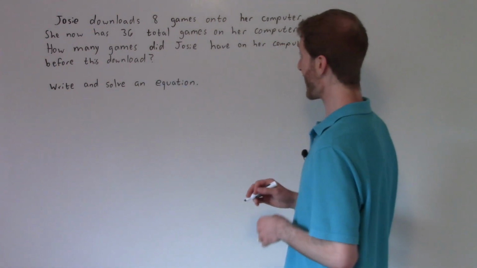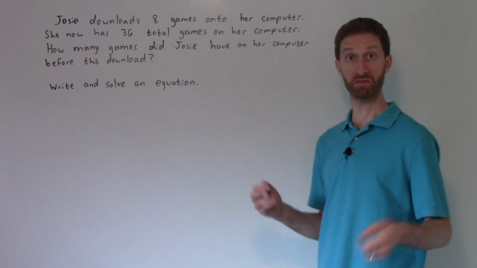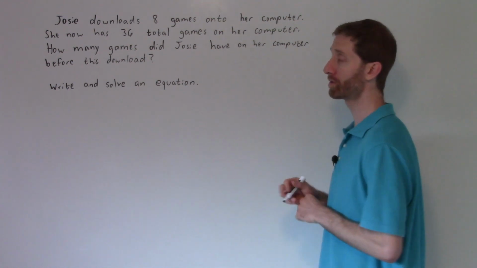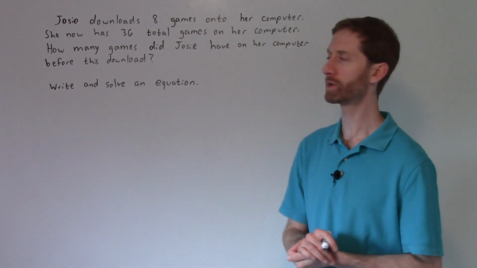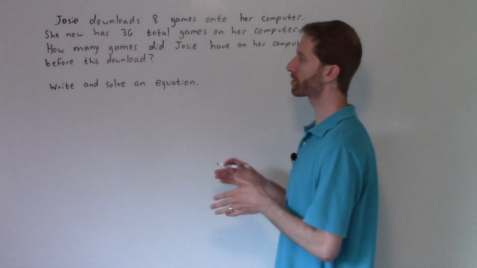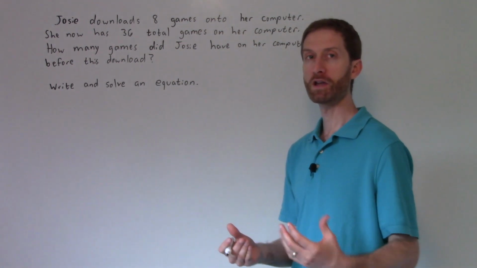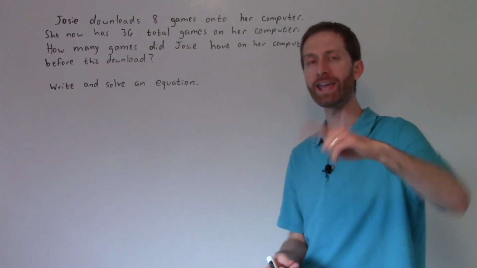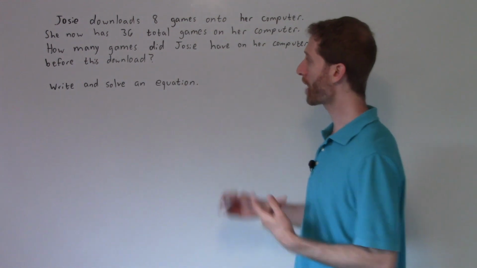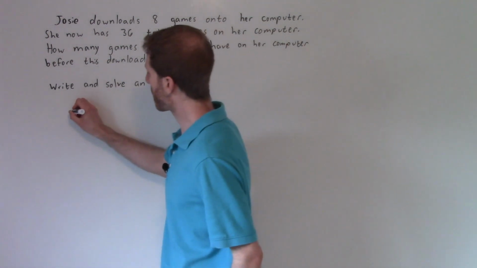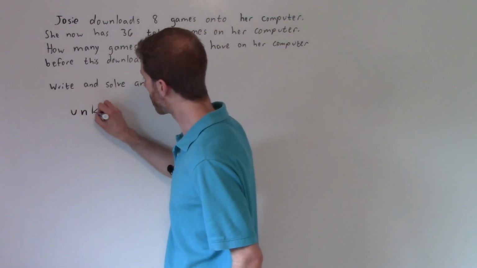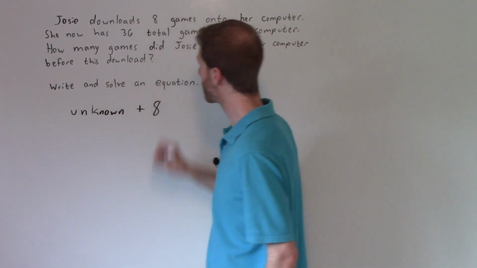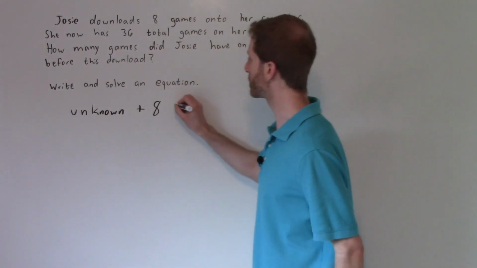Josie downloads 8 games onto her computer. Good for her. She now has 36 total games on her computer. So this is what I mean by translating as we go. She starts with an unknown amount, but onto that unknown amount, she has added 8 games. So I'm going to translate as I go, and I'm just going to say unknown plus 8. And now she has 36 games.